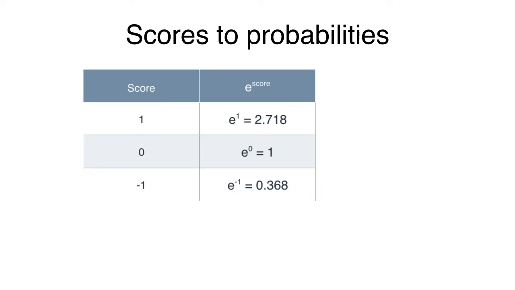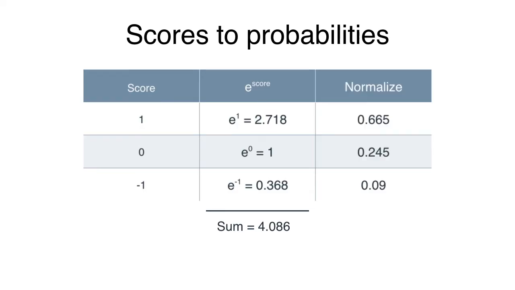And now we can divide by the sum to make sure they add to 1. So their sum is around 4.086. We divide everything by the sum, and we get 0.665, 0.245, and 0.09. Notice that these 3 do add to 1, and notice that the higher the score, the higher the probability. So we'll go with those.